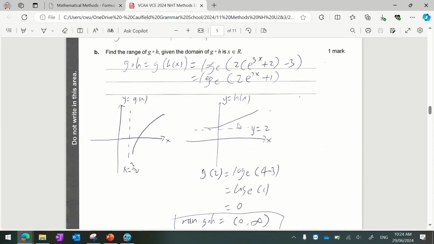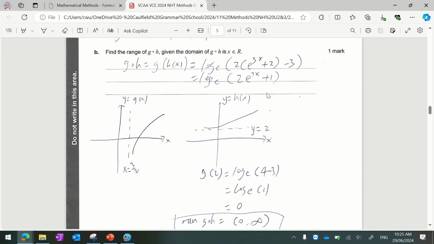So if I sub 2 into G, I get 0, which means the smallest value that G will approach is 0, because the smallest value that H approaches is 2. Because if you look at G, the smaller the X value, the smaller the Y value, and the bigger the X value, the bigger the Y value. So if I consider the smallest Y value of H and sub it into G, I should get the smallest Y value of GOH.